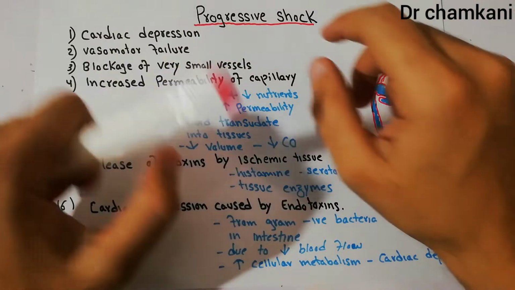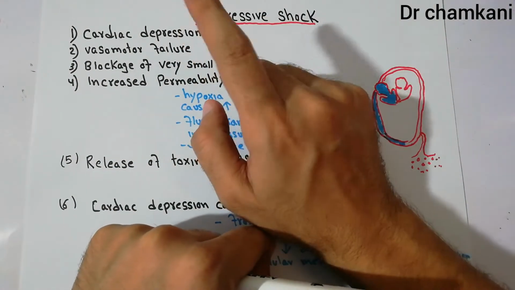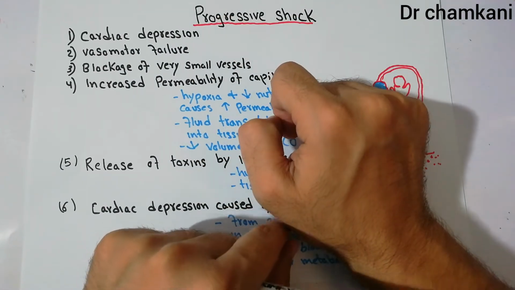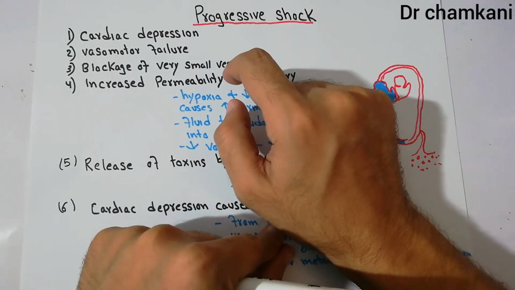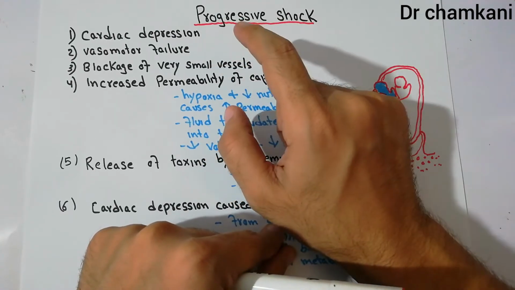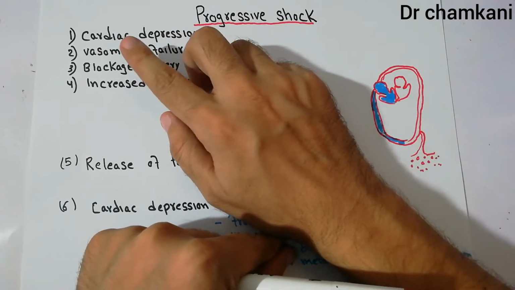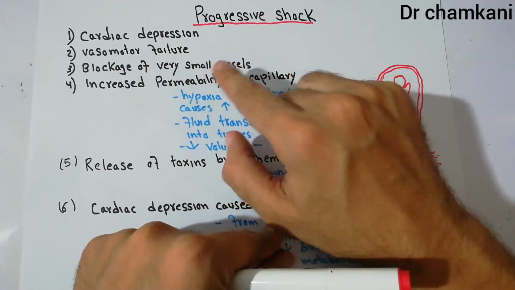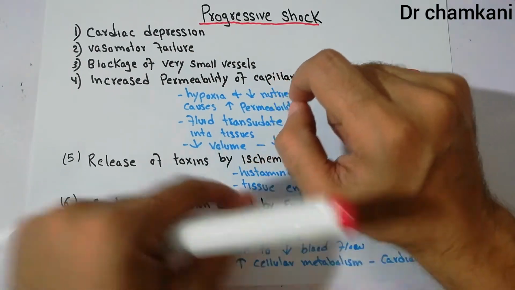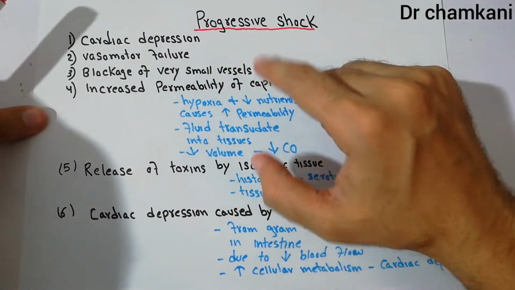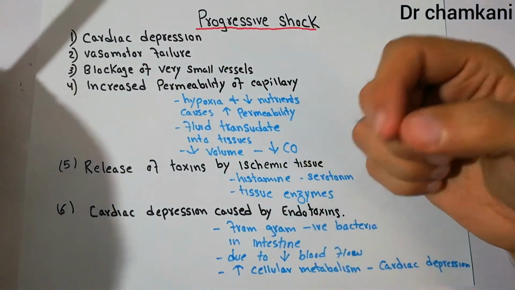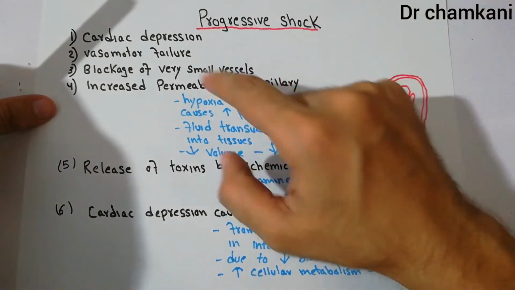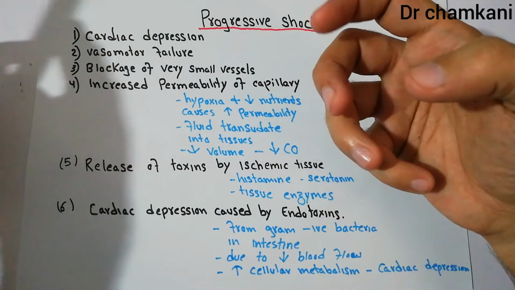Today in this lecture, we will continue our discussion on progressive shock, the different factors and feedbacks which are involved in the progression of shock. So far, we have discussed some of the factors, some of the feedback mechanisms which lead to progressive shock. We discussed cardiac depression, vasomotor failure, and the blockage of small vessels during shock. These factors lead to more positive feedback mechanisms, which lead to a further increase in the shock, and the shock progresses, or shock breeds more shock.